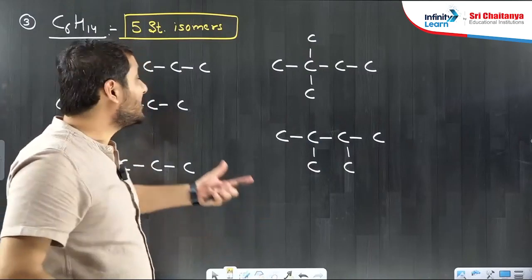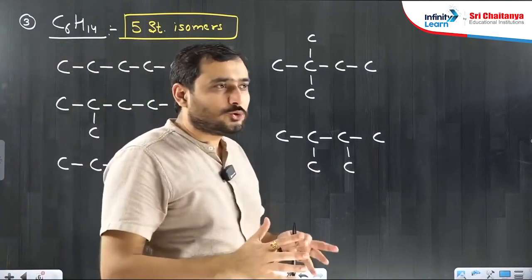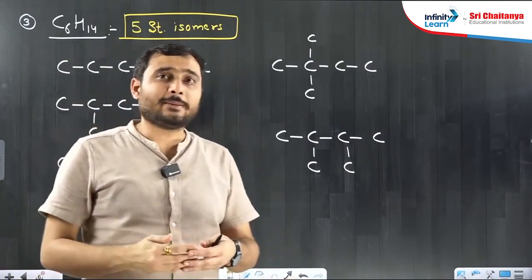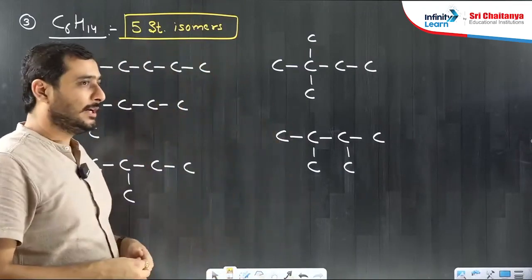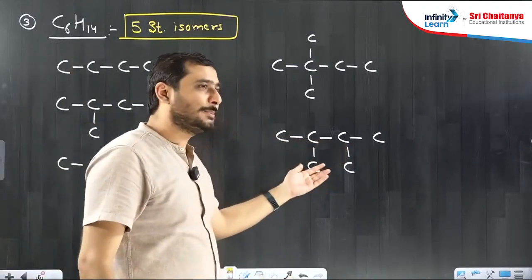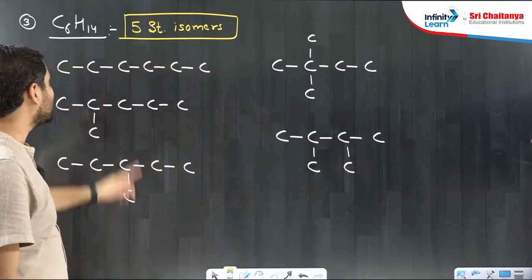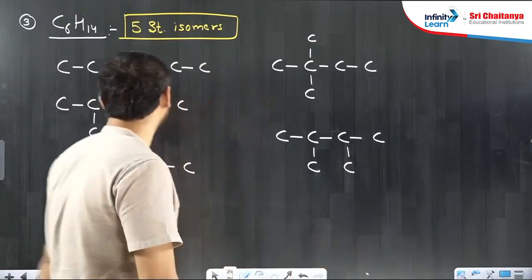Now listen carefully, because if this question comes in the exam and you do not remember that 5 are possible, then in the exam most times you will get 1 isomer less, so the answer will be 4. You will forget that 2 methyls can be present at the second position and at the third position. So for C6H14, how many isomers are possible? 5 structural isomers are possible.